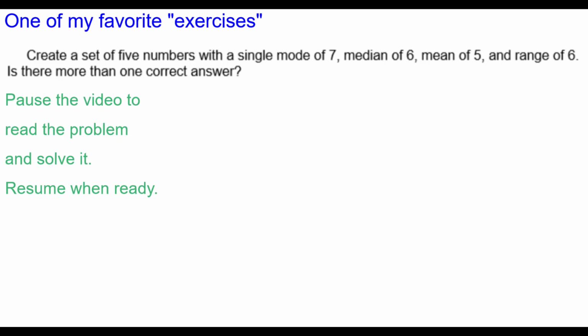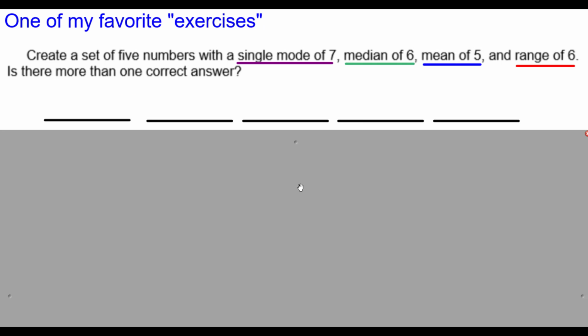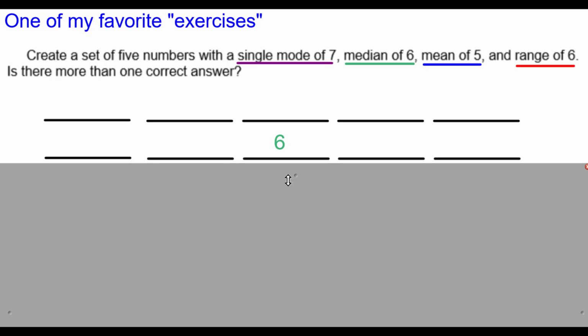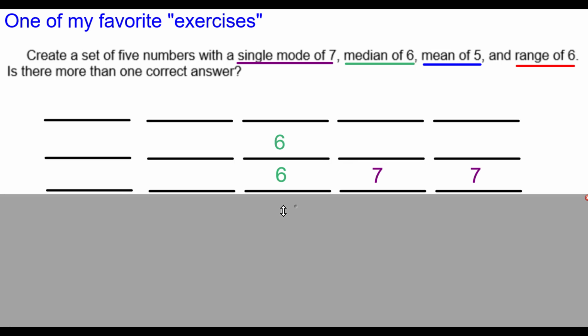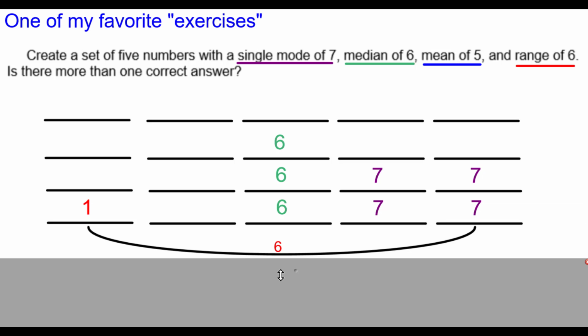One of my favorite exercises on dealing with mean, median, mode, range is this one. Pause is needed to solve it. Resume when you're ready. So for this one, I would create 5 slots for the 5 numbers. And I would put in the median, 6, right in the middle. The mode is 7, by the way, left to right, smaller to larger. So 7 would go in the last 2 slots. It's a single mode of 7. There's only one mode. The range is 6, so 7 minus what is 6, so that would be a 1.